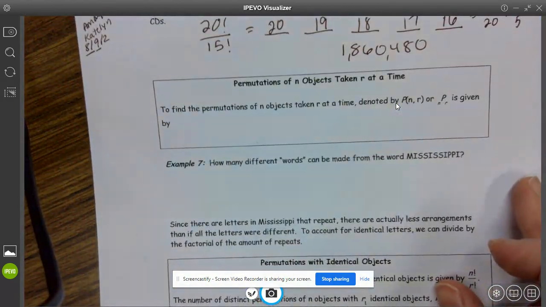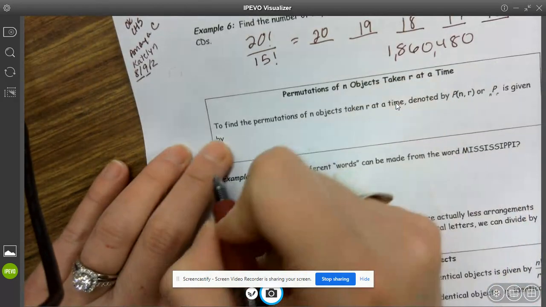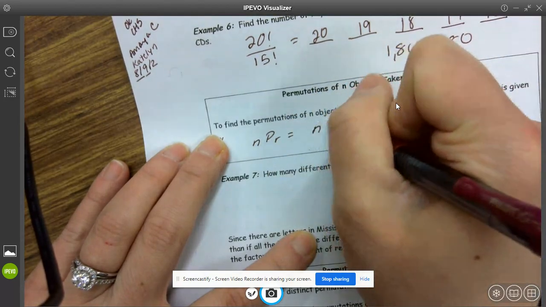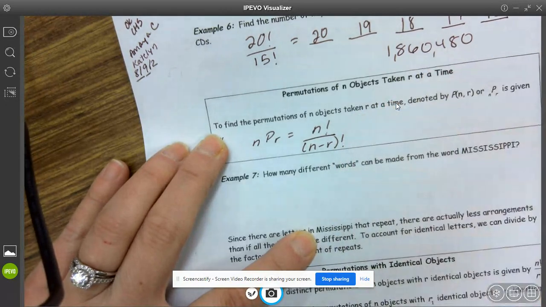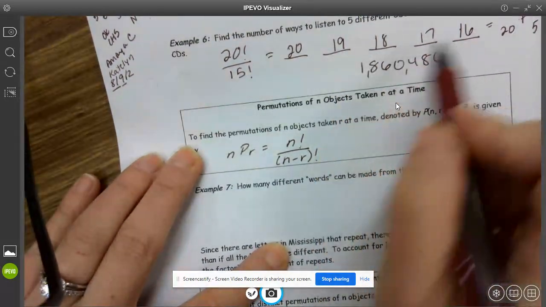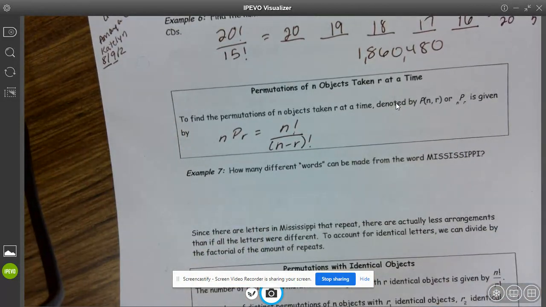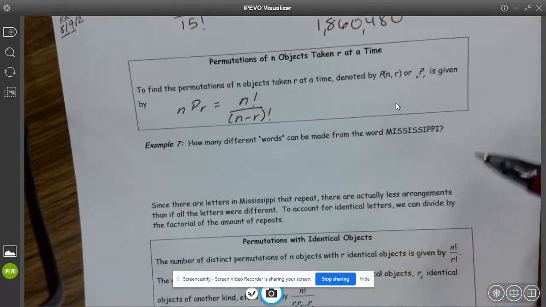So it says to find the permutations if you had n objects and you're taking r, these are all your ways you could do it. N P R is equal to n factorial over n minus r factorial. Okay. We didn't do the spaces because I don't know how many R spaces is. So this is what the formula is. Okay. Now we have trickier examples that don't follow this formula.